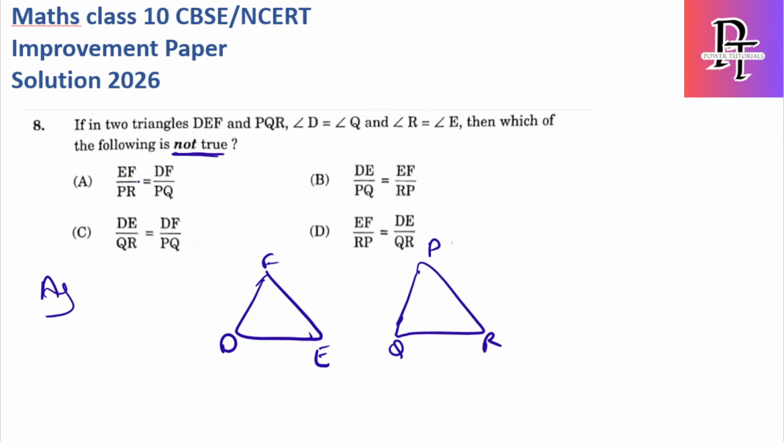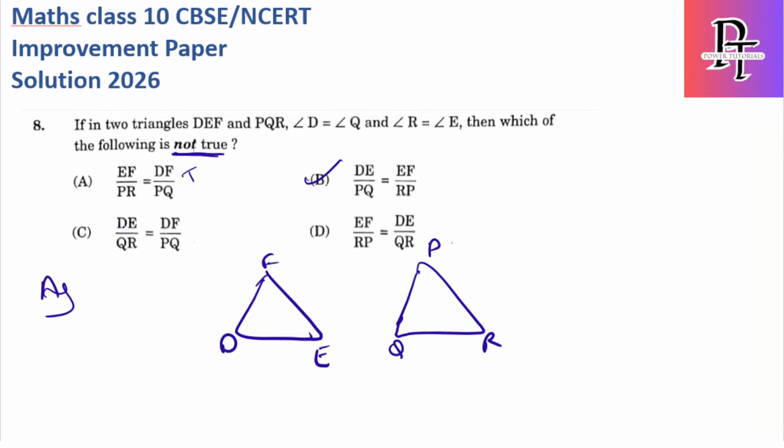Now see the conditions. EF by PR is equal to DF by PQ. Yes, this is correct, but they are asking which is not true. Okay, this is true. DE by PQ. This should be the right answer. Why? Because DE is the bottom side, whereas PQ is here. We cannot have the relation such that DE by PQ is present.